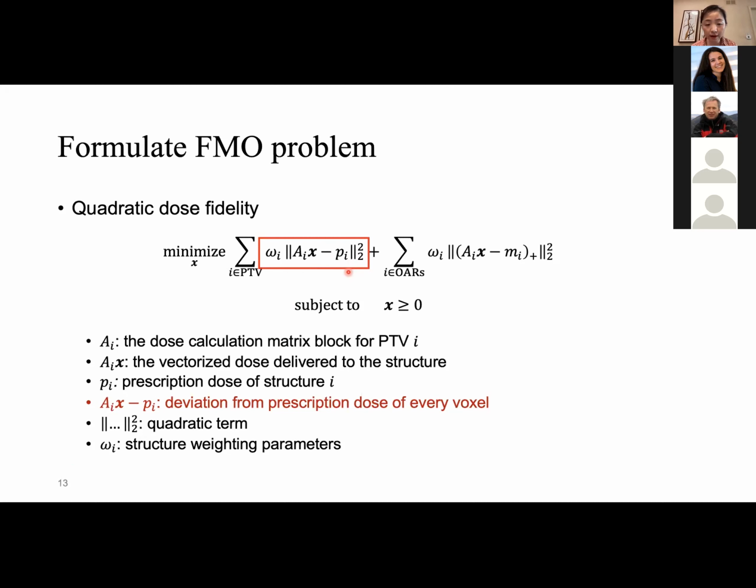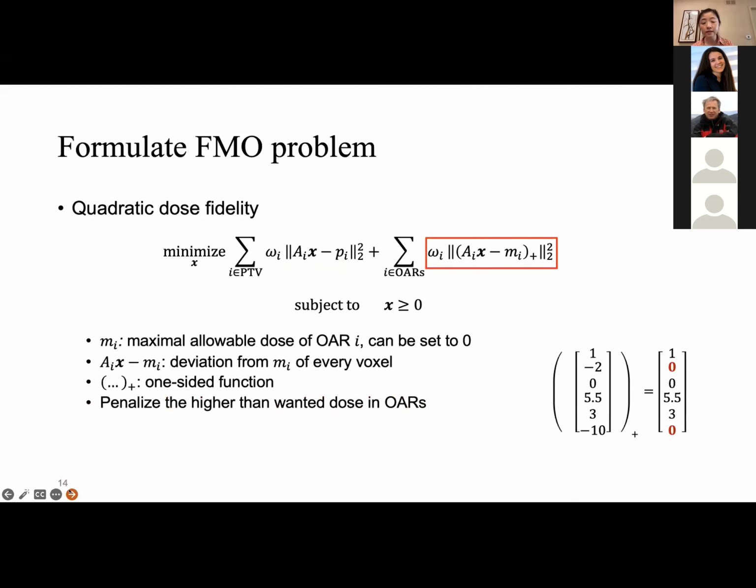P here is the prescription dose for this target volume, and you can see A sub I times X minus P is actually the deviation from the prescription dose of every voxel in the PTV. If that voxel just gets the prescription dose, then the difference at that element is 0, and the larger the difference is, the larger the number is. Then we can use this quadratic term, the L2 square, to make this vectorized difference into a single metric. The larger the number is, the more deviated the dose is from our expectation. And then we can use a structure weighting parameter to weigh this. The more important the structure is, the higher weighting we can put on it.